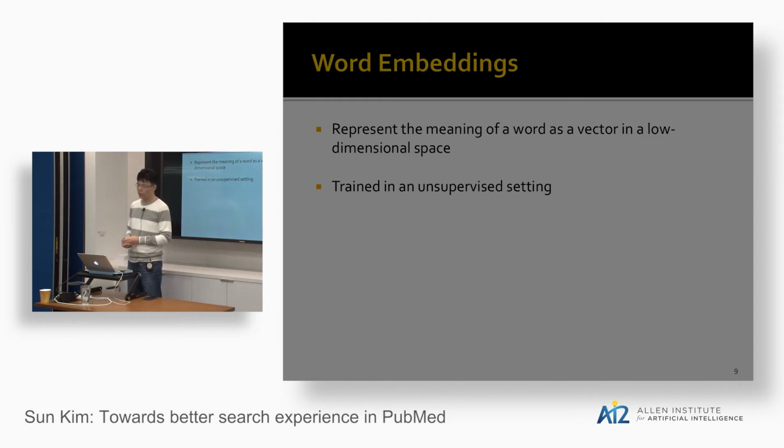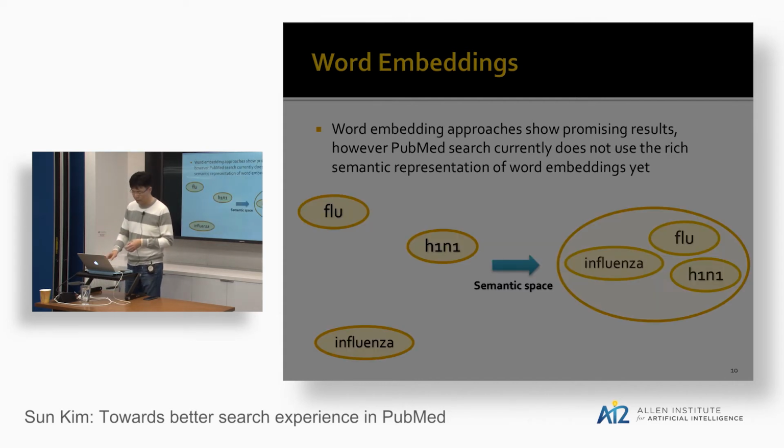Word embedding models represent the meaning of words as a vector in a low dimensional space or high dimensional space, depending on view. Word embeddings are mostly trained in an unsupervised setting. This is a huge benefit because we don't need a manually annotated set. But what about word embeddings in PubMed? We know that word embedding shows promising results, but PubMed search doesn't use the semantic representation of word embeddings yet. For instance, without prior knowledge, it's unclear that H1, flu, H1N1, and influenza are related, but using word embeddings, we know that they are closely related.